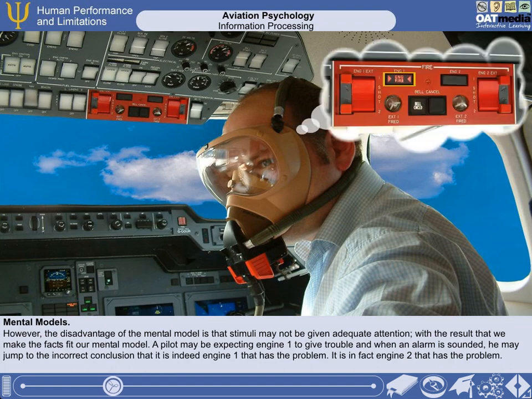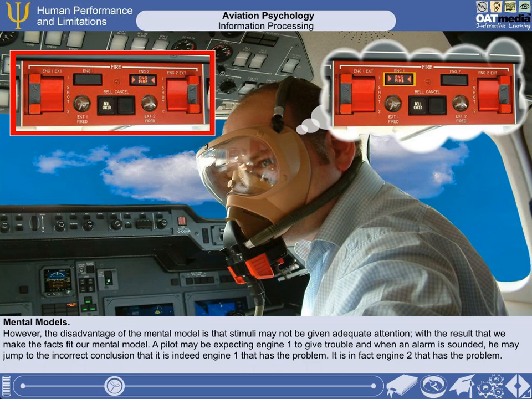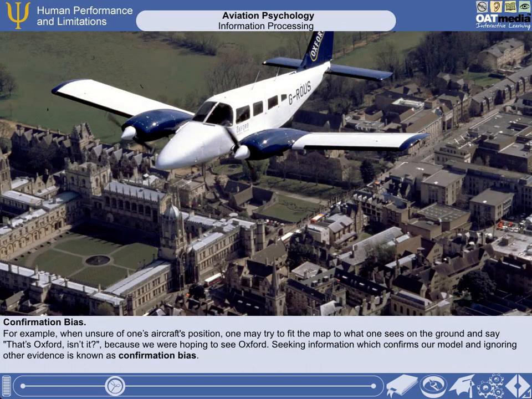A pilot may be expecting engine 1 to give trouble, and when an alarm is sounded, he may jump to the incorrect conclusion that it is indeed engine 1 that has the problem. It is in fact engine 2 that has the problem. For example, when unsure of one's aircraft's position, one may try to fit the map to what one sees on the ground and say, "That's Oxford, isn't it?" because we are hoping to see Oxford. Seeking information which confirms our model and ignoring other evidence is known as confirmation bias.